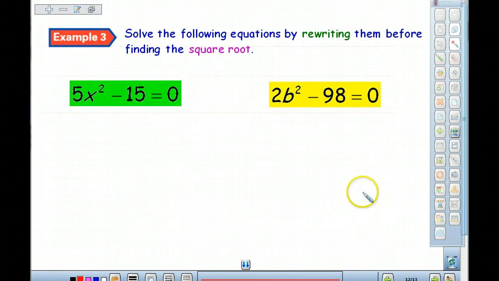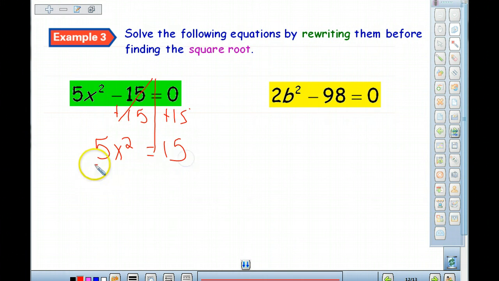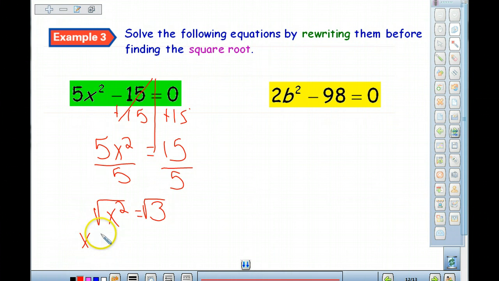Okay, one more slide and then you guys can work. Okay, here we've got plus 15. So 5x squared equals 15. Then we have to divide by 5. X squared gives me 3. Now I have to take the square root of both sides. So I've got my 2 answers of x equals the square root of 3 and x equals negative square root of 3. And you can leave it just like that.